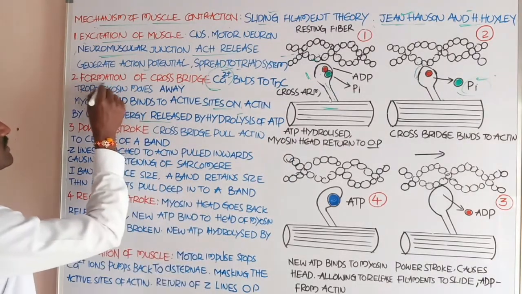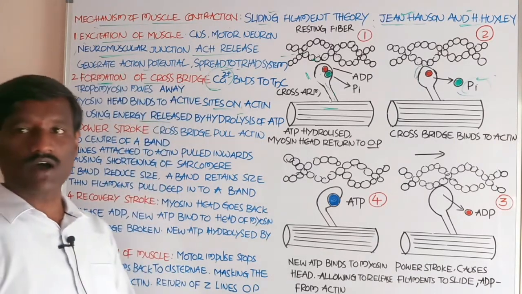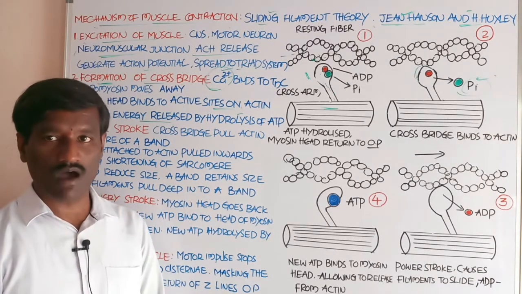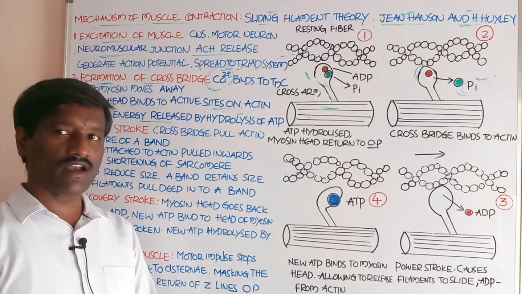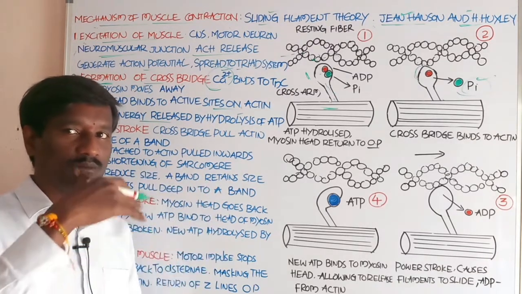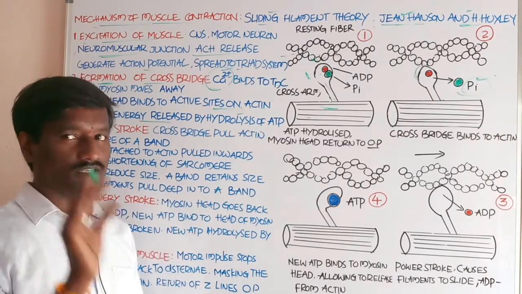Student, now go to the second step, that is the formation of the cross bridge. Already you know about the cross arm. Cross arm means the head and the neck part of the myosin molecule, which protrude outside from the surface of the thick filament and are called the cross arm.